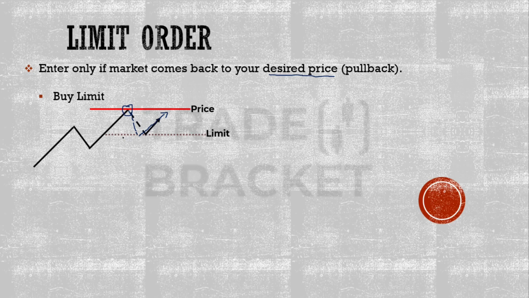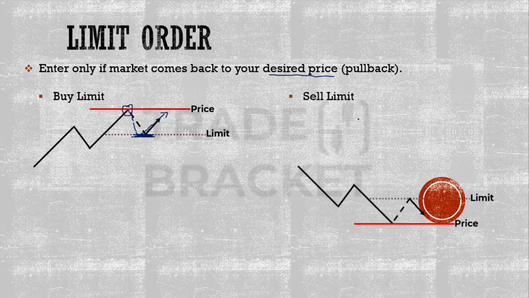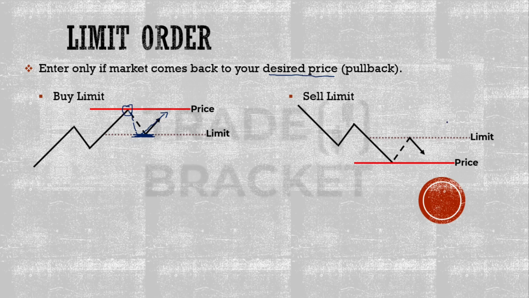What you will do is place a buy limit order just below here, so that when price comes back to that point, it will be executed automatically. You don't have to be sitting at your laptop, computer, or phone. You just place the buy limit order, and when price reaches that point, it will be executed automatically. Now let's look at a sell limit. A sell limit is the same thing, but this time it will be selling.